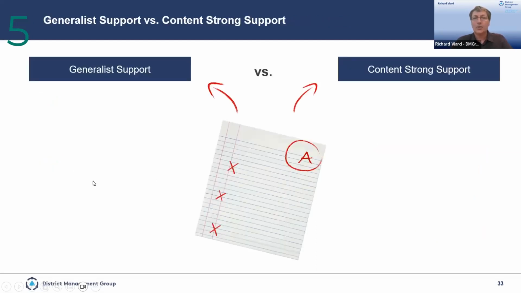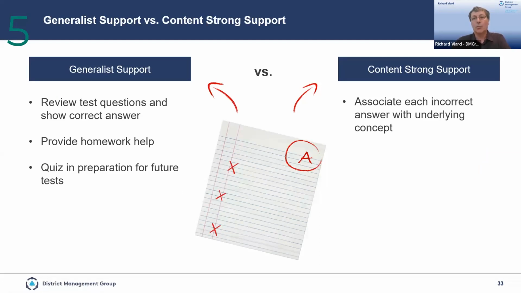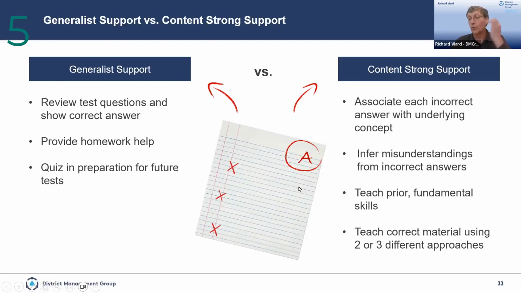So a little comparison. A generalist, special education teacher, or maybe even a paraprofessional may be able to review some test questions, show the correct answer, provide homework help, provide preparation for future tests, etc. But what a content-strong teacher will be much more versed at is associating each incorrect answer with underlying concepts, inferring misunderstanding from incorrect answers, teaching prior fundamental skills, teaching correct material using many different approaches depending on the student and the student's learning style, etc. So really we see a lot better results when an interventionist, a content-strong teacher, maybe a reading specialist is able to provide those supports.